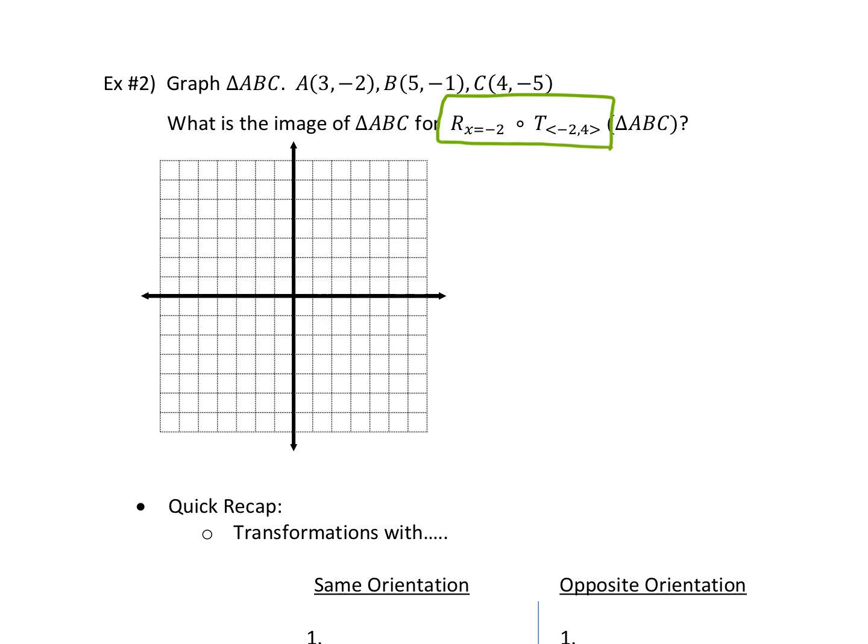Okay, tell me which part you're gonna do first. R or T? T first. This is going to go first, okay? Tell me where you're going to move. What is a -2 doing for you? 2 to the left and up 4. 2 to the left and up 4, okay? And then you're going to do this part second, and where is the line x equals -2?